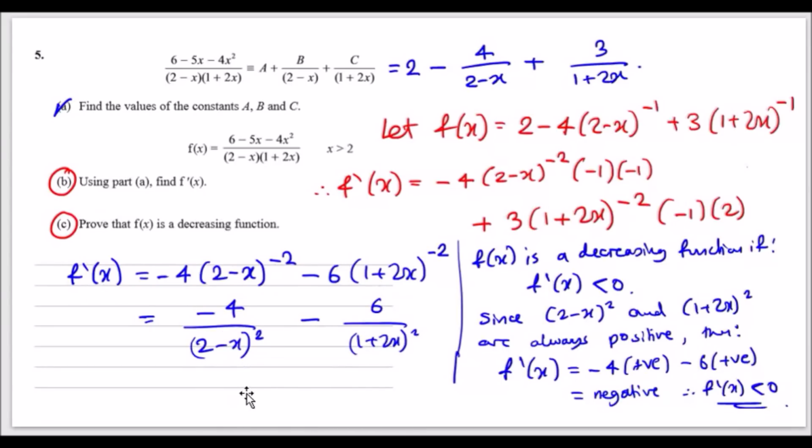Okay, so part C. Prove that f(x) is a decreasing function. Now, a decreasing function is when you can prove that the derivative is less than 0. Likewise, if the question asks for an increasing function, you just need to check if the first derivative is bigger than 0. Now, how do we do this without plugging in actual values?